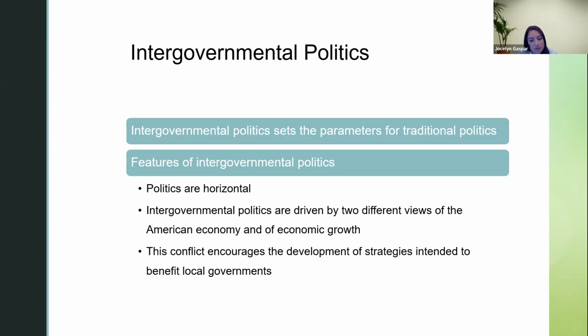And then the second is that intergovernmental politics is driven by 2 different views of the American economy and economic growth. So federal governments tend to view the government and economy on a macro level, whereas local leaders view the economy spatially and territorially. So for example, where one lives, where they operate their business, pay their taxes, and hire employees really matters more to local officials and less to federal officials. And it is these varying views between the federal government and the local government that create different positions of where the economic policy should lie. And then the third is that this conflict encourages the development of strategies intended to benefit local governments, even as structural limits such as state or federal make that more difficult.